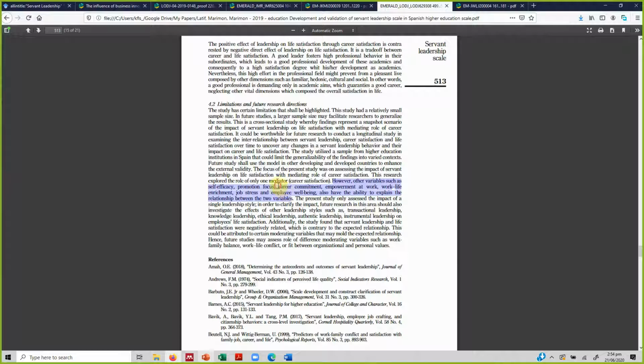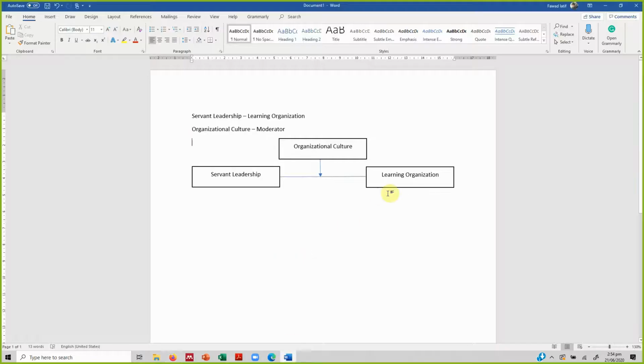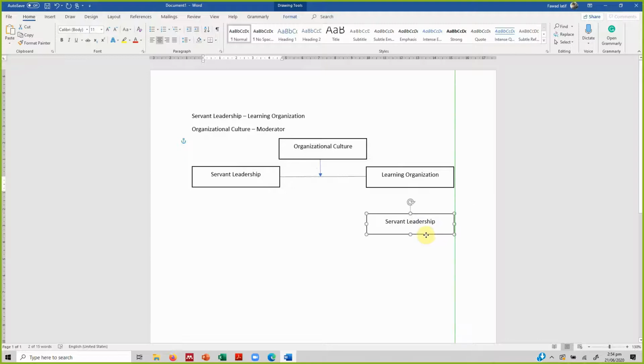For instance, career commitment. I see that this variable can work in this model, because not only that servant leadership could influence career commitment, organizational learning can also influence career commitment. So what I do is I add career commitment here. And just an arrow.